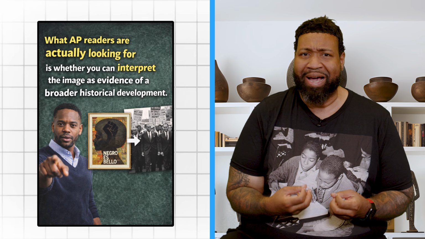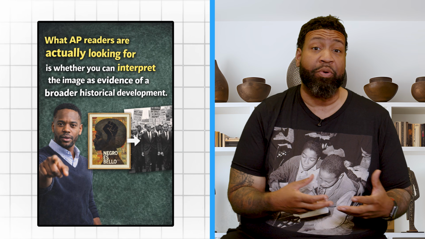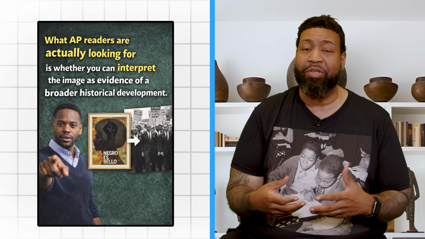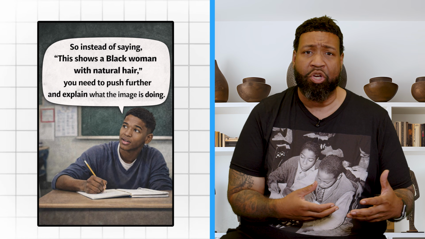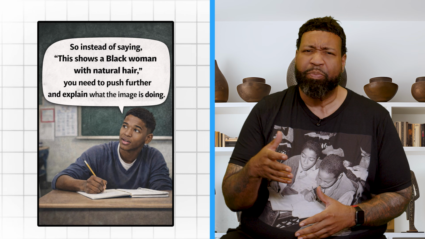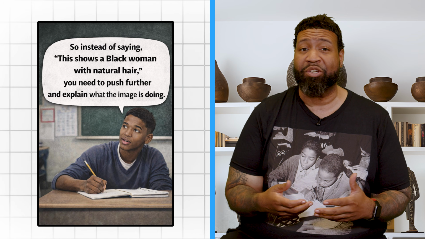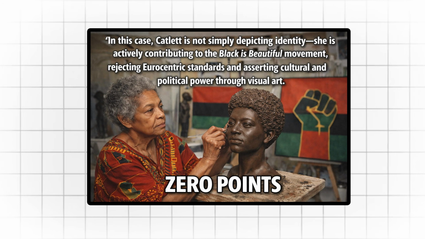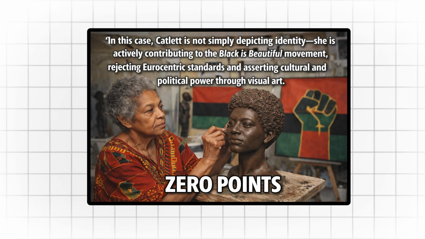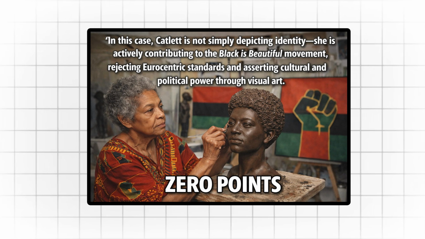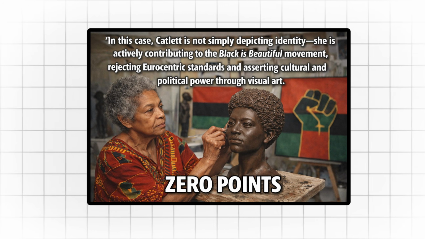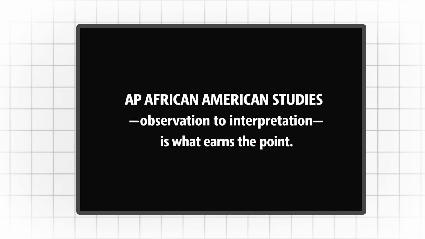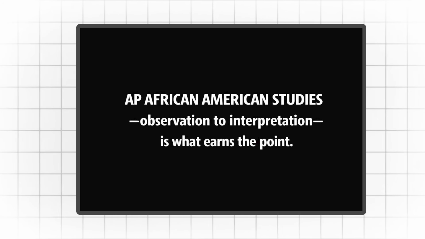What AP readers are actually looking for is whether you can interpret the image as evidence of a broader historical development. So instead of saying this shows a Black woman with natural hair, you need to push further and explain what the image is actually doing. In this case, Elizabeth Catlett is not simply depicting identity, she's participating in the Black is Beautiful movement, rejecting Eurocentric standards and asserting cultural and political power through visual art. And that move from observation to interpretation is what earns the point.